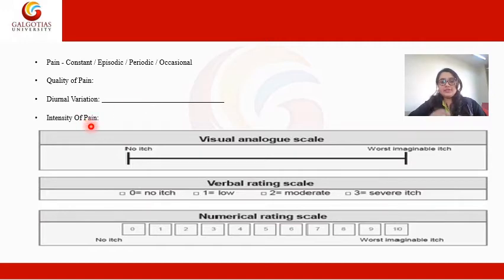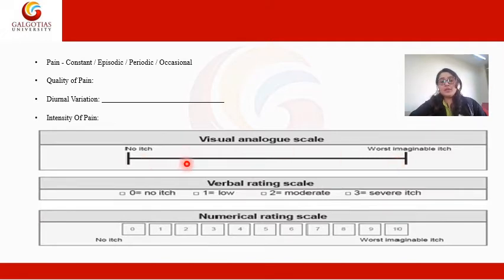Then we have intensity of pain. For intensity of pain, we can use any of the three following scales. First, the most commonly used is the VAS, or the visual analog scale, in which we just draw a 10 centimeter line. We do not put numbers on the visual analog scale. We just draw a 10 centimeter line, and this is the 0, that is no pain, and the last portion of the line is 10, which is the worst imaginable pain.